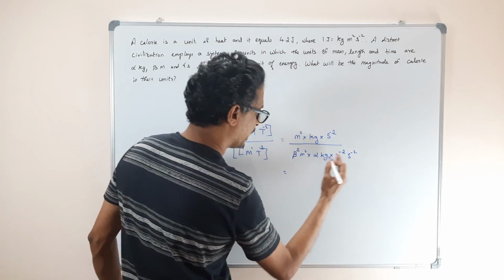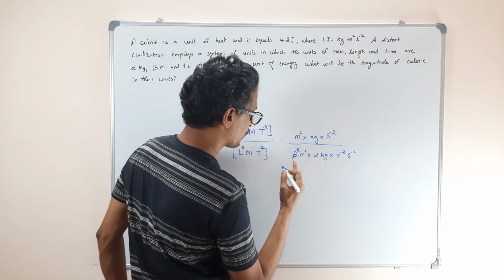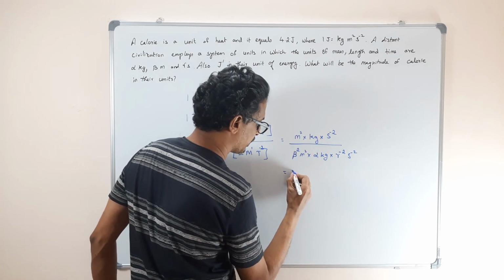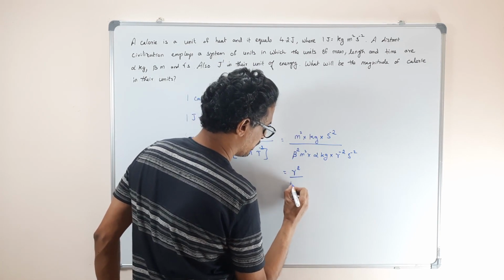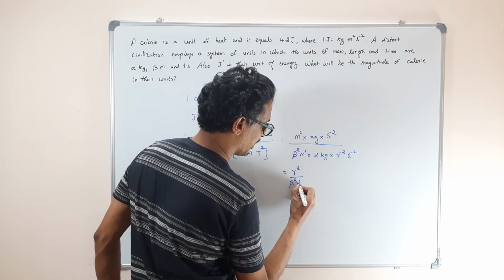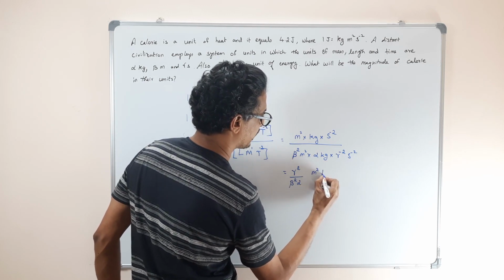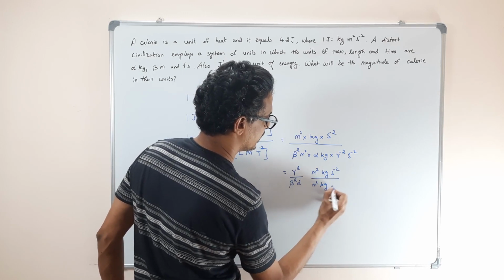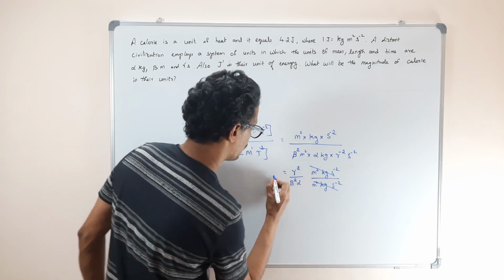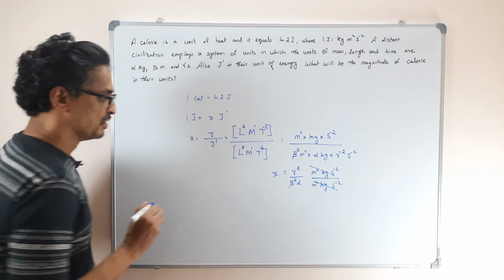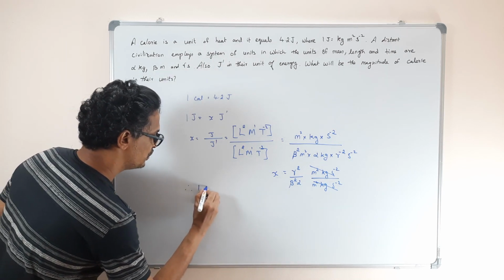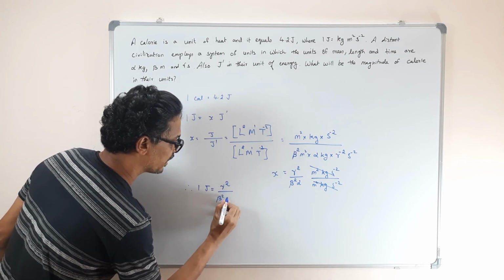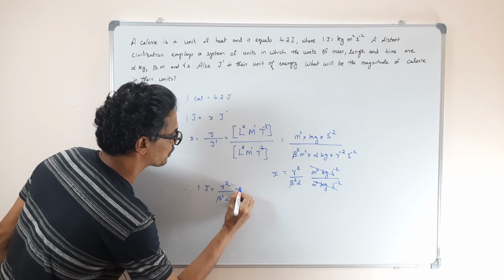Let me take all these factors outside. Gamma power minus 2, I can take it above, and it becomes gamma square. So we have gamma square divided by beta square and alpha, and the rest will be meter square kg second minus 2, and the bottom also meter square kg second minus 2. This goes off, so this is your x. Therefore 1 joule is equal to gamma square over beta square alpha times joule prime.